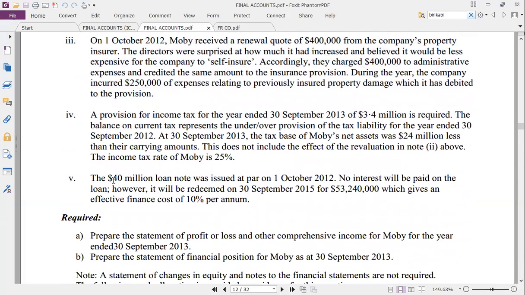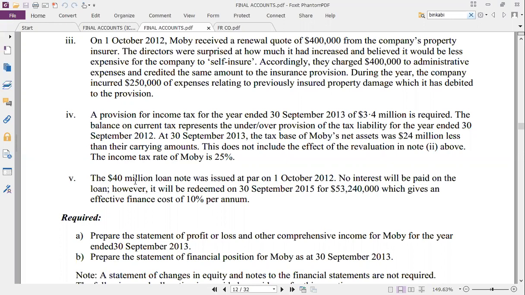The last footnote states that the 40 million loan note was issued at par on 1st October 2012. No interest will be paid on the loan. However, it will be redeemed on 30th September at a premium, which gives an effective finance cost of 10%. The par or nominal interest rate is what? 0. Yes, the face value could be 0, but the effective interest rate is never 0.